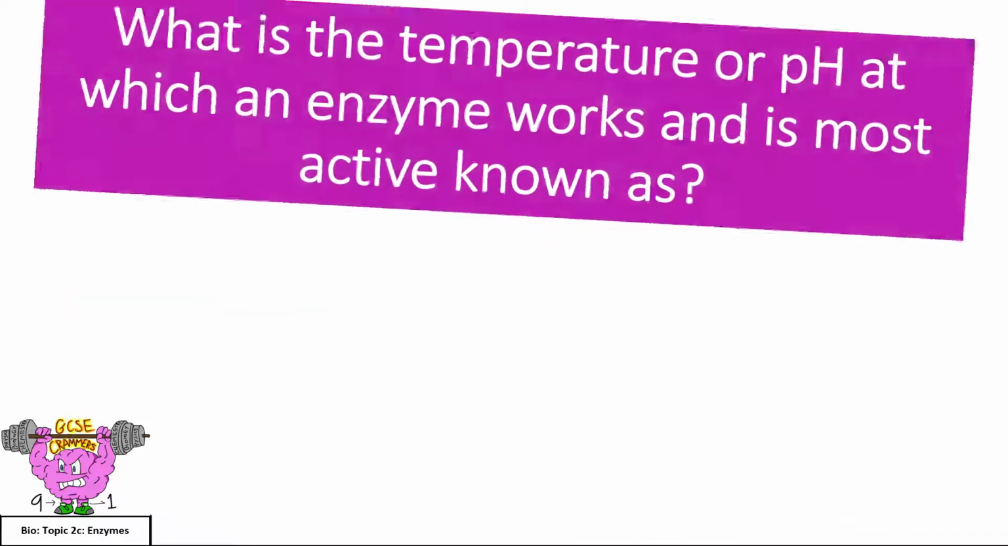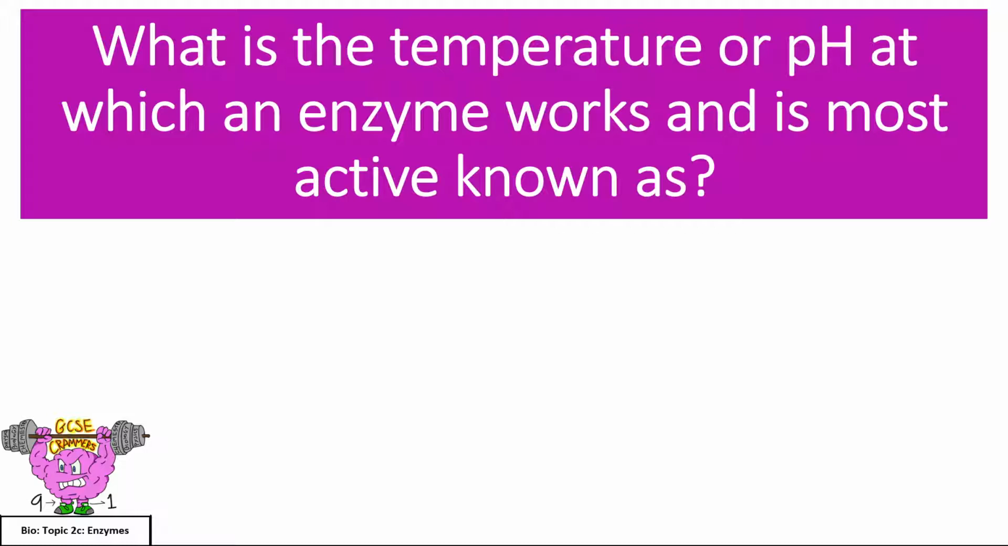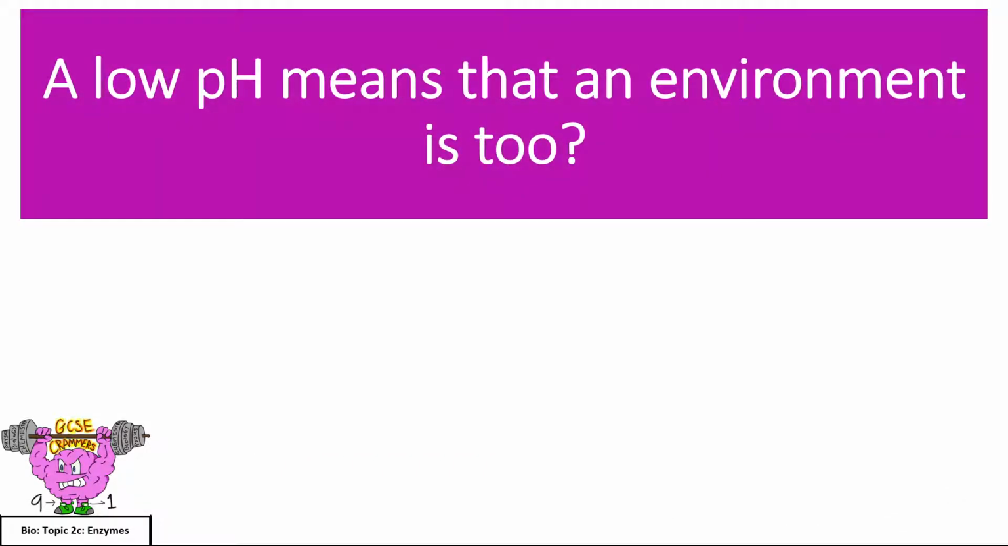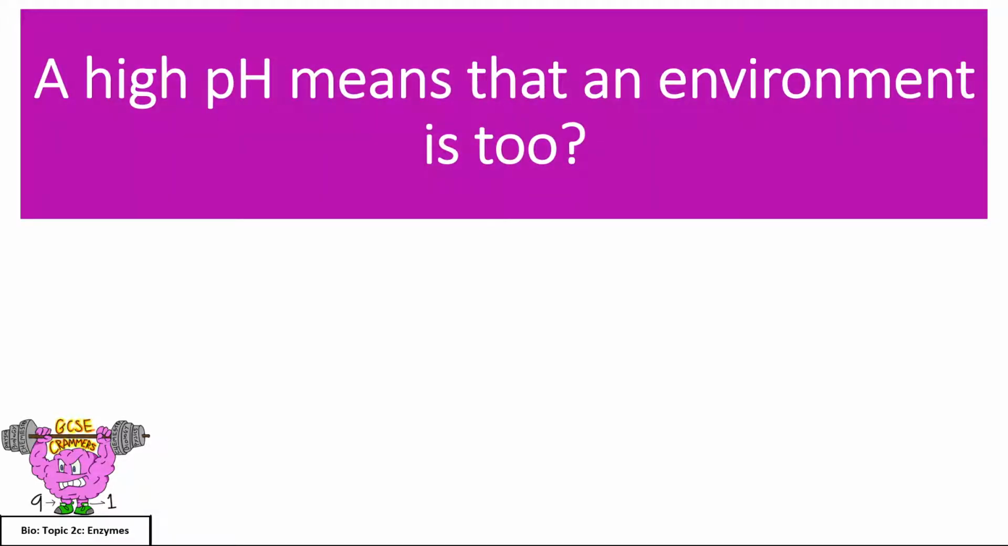What is the temperature or pH at which an enzyme works and is most active known as? It's optimum temperature or optimum pH. A low pH means that an environment is too acidic. A high pH means that an environment is too alkaline.